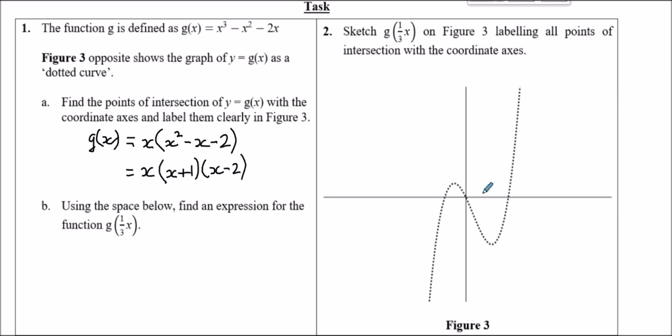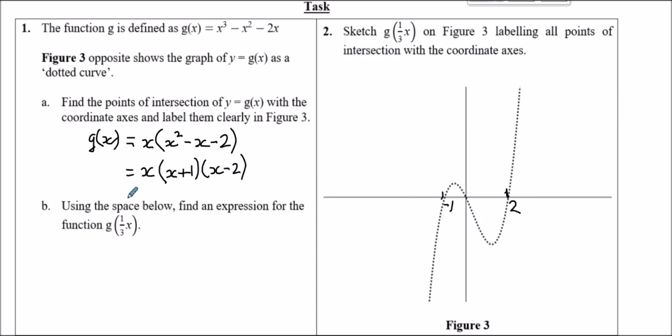One root's at 0, which we've got here at the origin. Another root will be at minus 1, because minus 1 makes this bracket equal to 0. So this here has to be minus 1, and the other root must be at 2. So this one here, we can say that's 2.